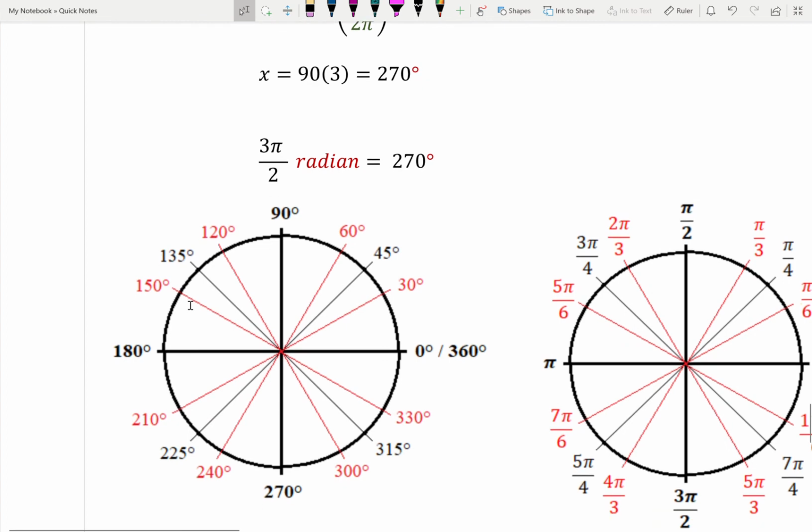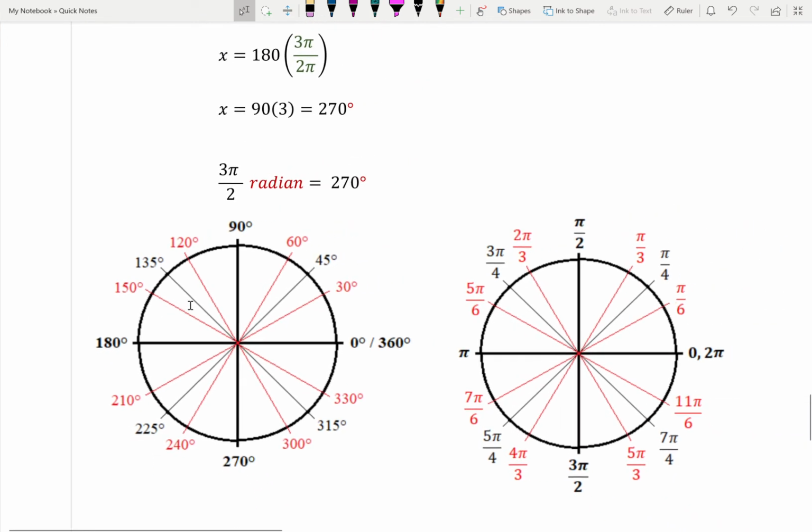And lastly, let's look at this little map right here, these two charts. This is a circle where all of its angle measures are in degrees. And this is a circle where all of its angle measures are in radians. So you can see how they're corresponded or correlated to each other. So this says that 90 degrees is equal to pi over 2 radians. 150 degrees is equal to 5 pi over 6 radians. Let's pick another random one. 330 degrees is equal to 11 pi over 6 radians.